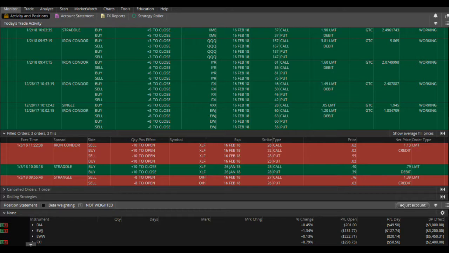And so we opened two positions and closed one for a profit, feeling really good about the portfolio that we've been building for February expiration, and really excited about how the year has started. Let's just go ahead and jump right into our positions and the trades that we made today.